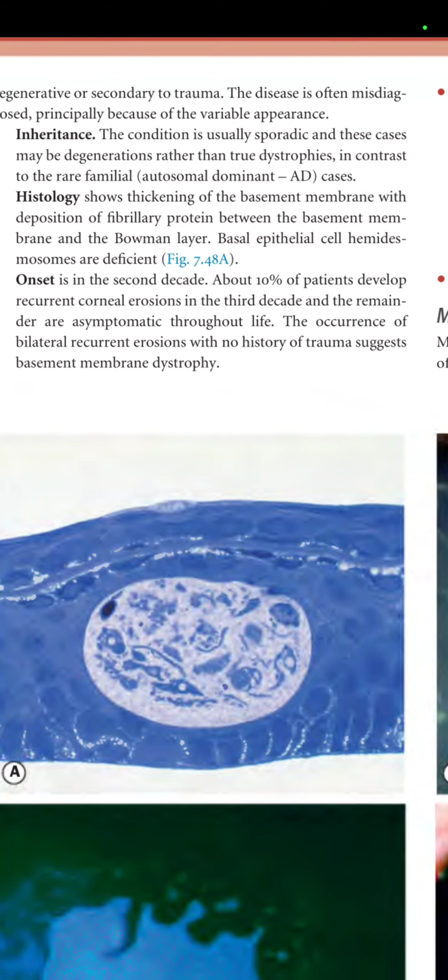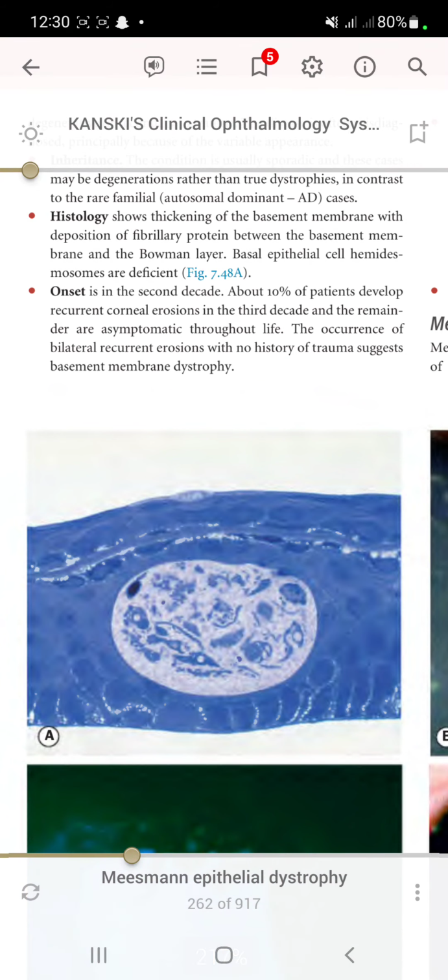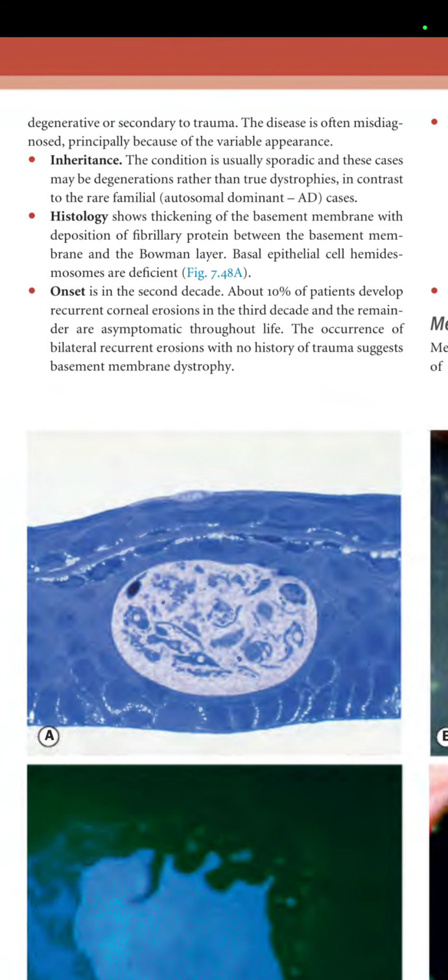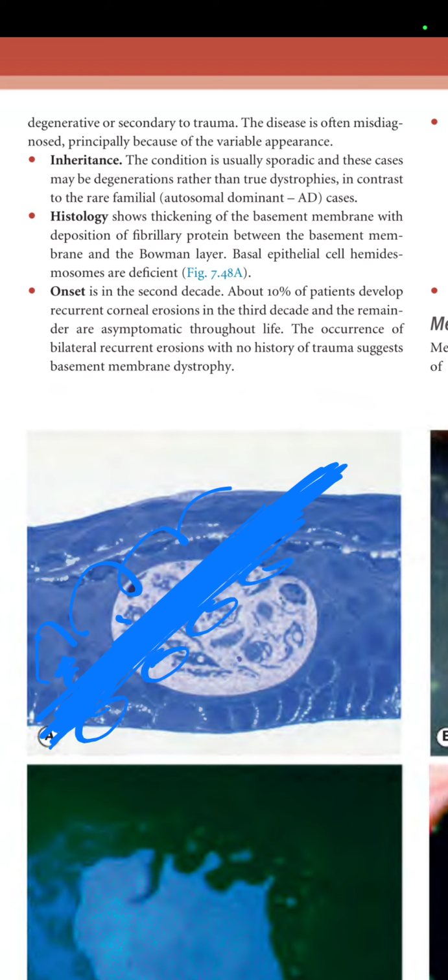Histology shows thickening of the basement membrane with deposition of fibrillary protein between the basement membrane and the Bowman's layer. Basal epithelial cells' hemidesmosomes are deficient. So when we see the histopathology, the epithelial basement membrane is thickened, and the hemidesmosomes, which attach the epithelium to the underlying basement membrane, are also deficient. There is also a deposition of fibrillary protein between the basement membrane and the Bowman's layer.